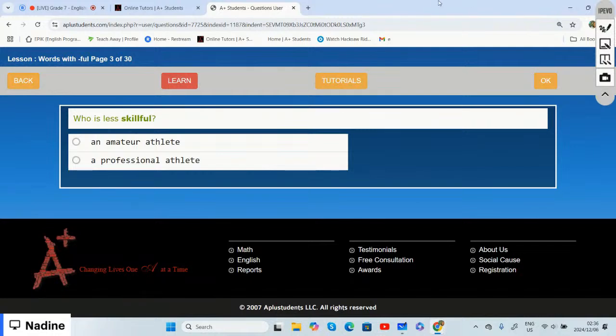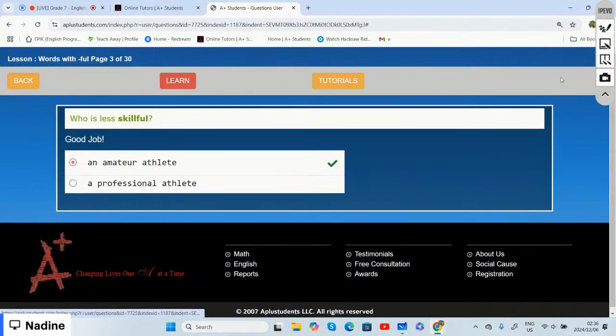And we can say if somebody is less skillful, if we are comparing amateur and professional athletes, then we will say somebody less skillful is an amateur athlete. You are not that much skillful.